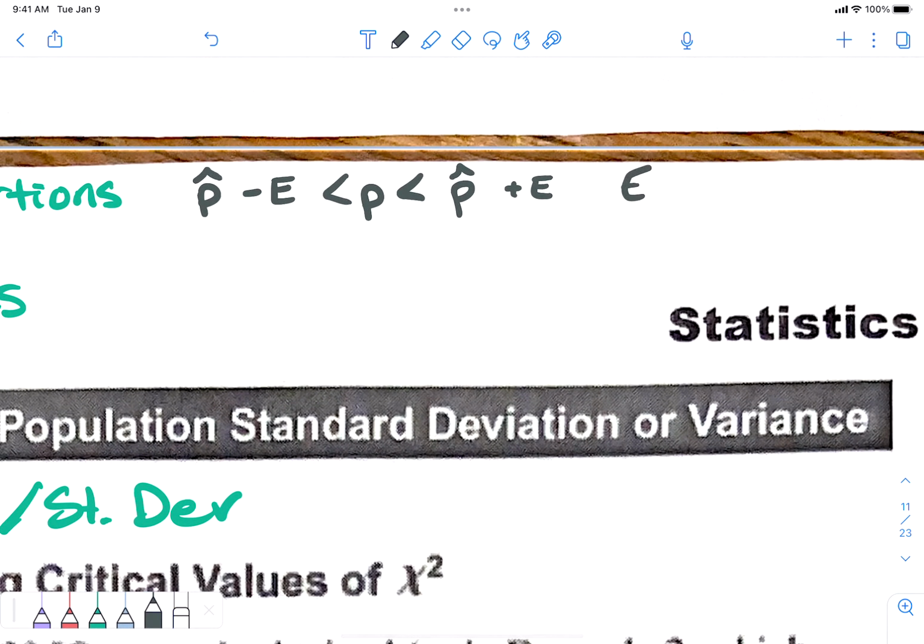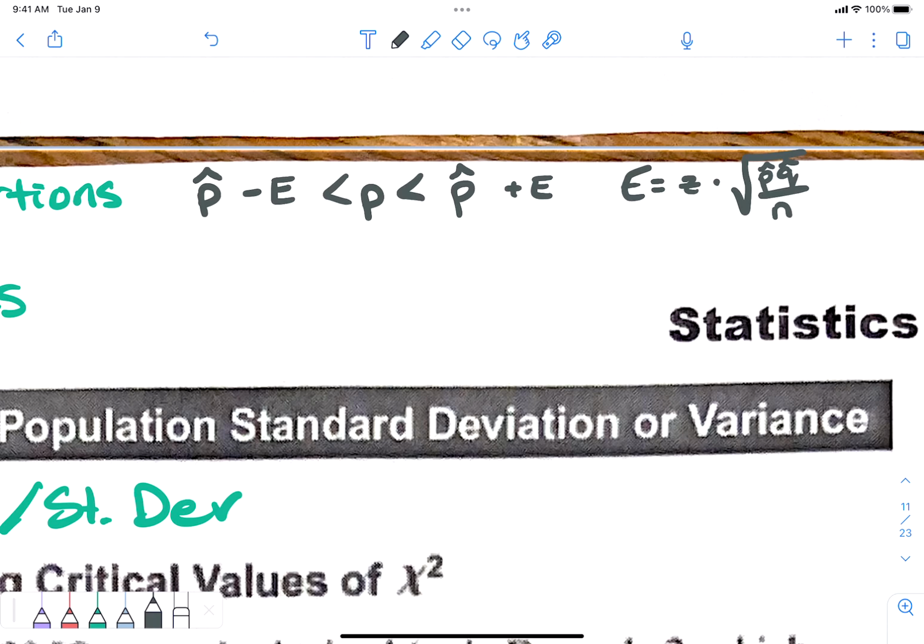And to find the error, I'll give you this, is Z times the square root of P hat, Q hat over N. Do you remember doing that? That's the error that you're adding and subtracting each time. But you're trying to find that interval. That's it. That's all that it boils down to. Okay? Good. This is just kind of a summary of stuff.